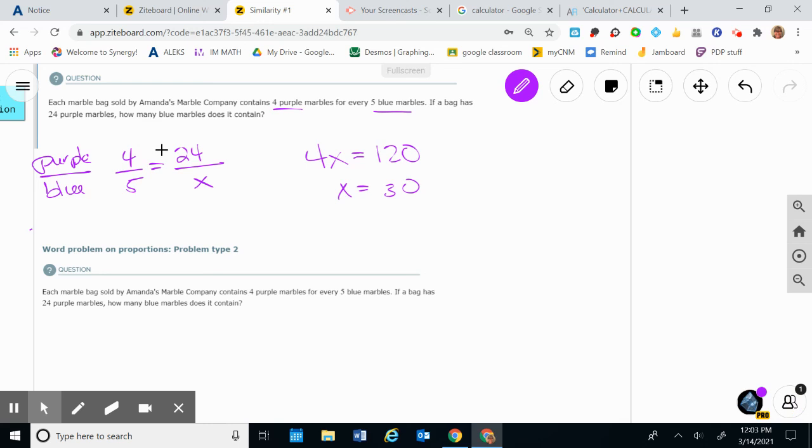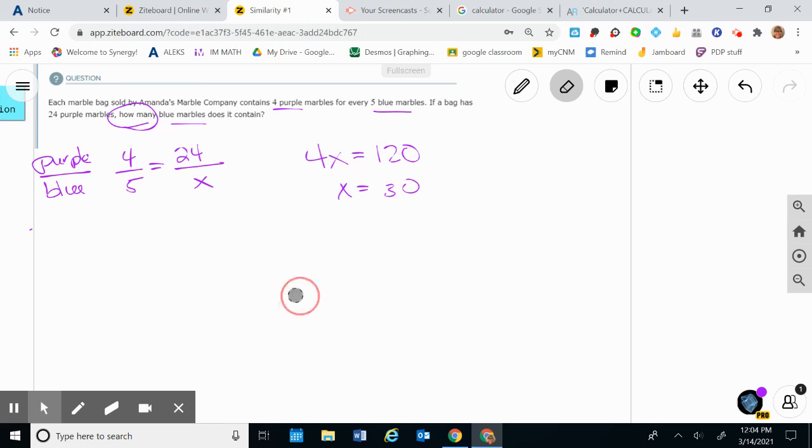Okay, but now on these problems, sometimes they ask you for something else. So no, they're just saying how many blue. Never mind, it's not the tricky ones. All right, let's try this one. Each marble bag, wait, I get the same problem.